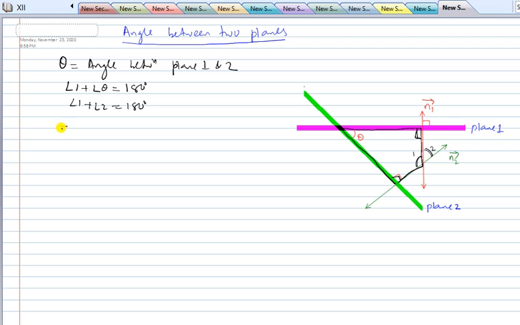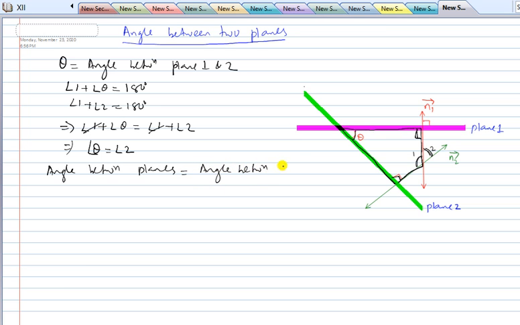So from the above two I can easily write angle 1 plus angle theta is equal to angle 1 plus angle 2, they get cancelled both sides and I get angle theta is also equal to angle 2. That means this angle between the two planes is also equal to angle between the normals. I can write here, angle between two planes is also equal to angle between their normals.